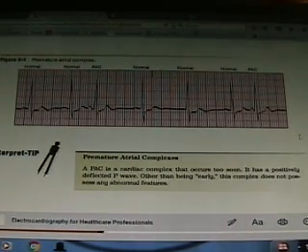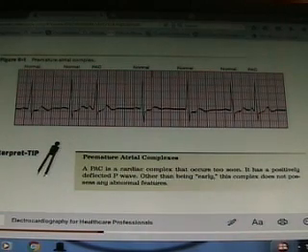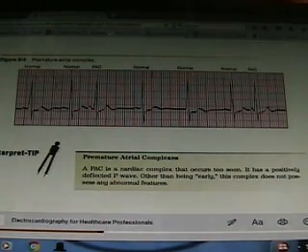Now, when you look at it, this one seems normal. This one seems normal. And let's look at the word, premature. Can't you see that this one came early? It's kind of got smushed over. So there was like 1, 2, 3, like 4.5 big boxes between this R wave and that R wave. When did the PAC come? It came in 3 boxes. That's not good. So now you can see how it's bunched up.